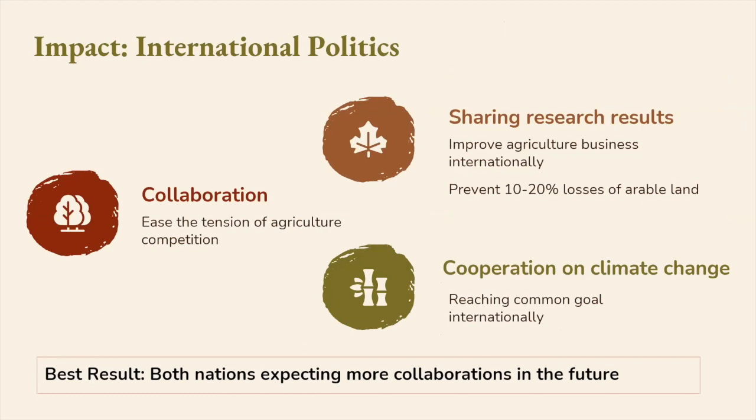For the political part, we have three parts of the program to contribute to this. So for the collaboration between two nations, it can ease the tension of the agriculture competition, as I mentioned before. The sharing result can improve the agriculture business internationally for both countries and prevent 10 to 20 percent loss of arable land for both countries. And the third part, the cooperation on the climate change, helps both countries reach the common goal of addressing the climate change. So overall, our best result for the program is hope both nations will expect more collaboration in the future to improve and grow together.